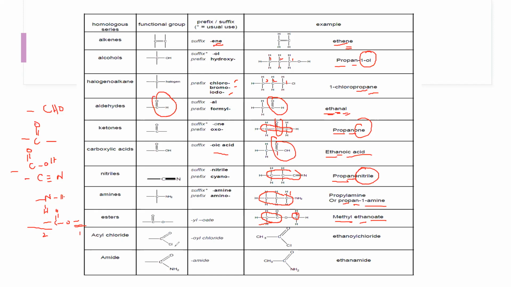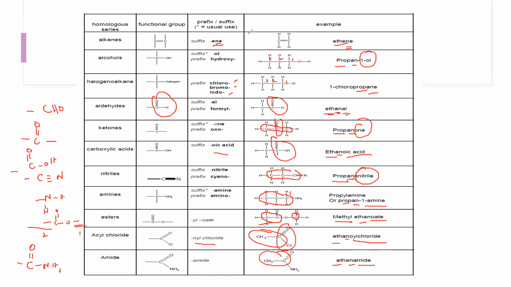Acyl chloride, when C double bonded with O and Cl, we call it acyl chloride, and the name should end at -oyl chloride. So for example here, two carbon atoms, a single bond between them, and -oyl chloride because of this functional group, C double bonded with O and Cl. And amide means C double bonded with O and NH group, we call amide. So there are two carbon atoms, we call eth, single bond an, and because of C double bonded with O and N, we call that amide.